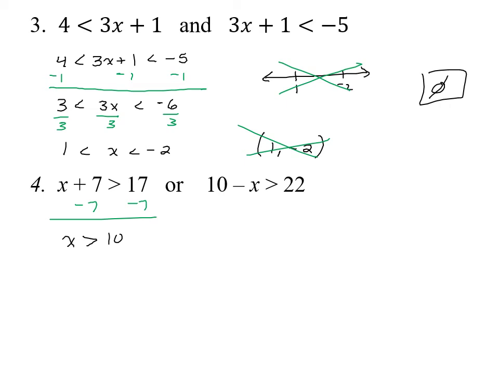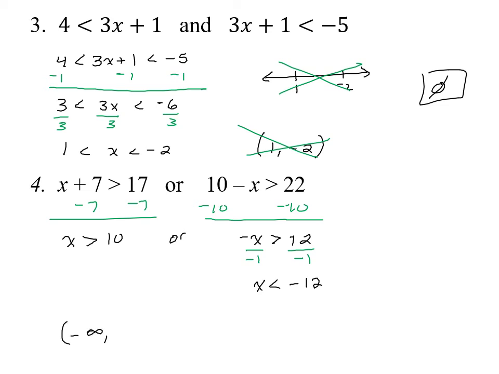On the other one, if I was to subtract 10 from both sides, I would get that negative x is greater than 12. 22 minus 10. But I don't need negative x, I need positive x. So I have to divide by negative 1. And remember, if you divide by a negative, you swap the sign, so it becomes less than negative 12. And so the less than part always goes first. x is less than negative 12 says I go from negative infinity to negative 12.